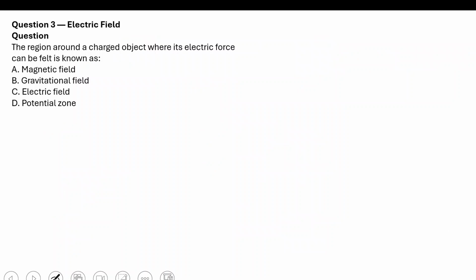So the next question is talking about electric field. The question goes like this: the region around a charged object where its electric force can be felt is known as. The correct answer is actually electric field. So that is the region where electric force can be felt.